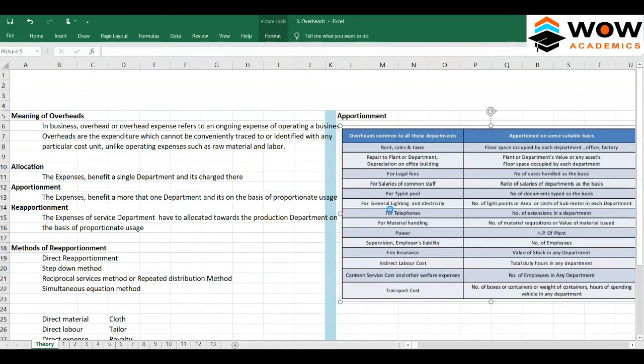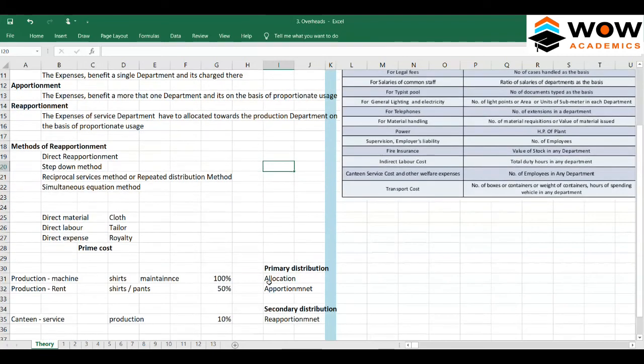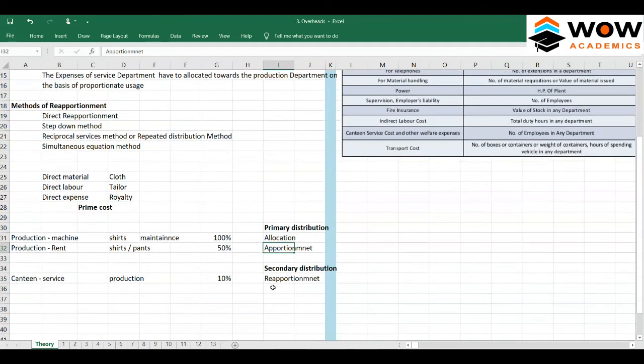We'll start. Allocation is not a problem because we 100% know that a particular expense is for a particular department. Usually it's a very straightforward method. But apportionment has some basis. How can we divide here? For example, in the production center, the rental cost is split based upon two machines. Each machine is of equal size, they occupy the same equal area. So we have divided on the basis of the size of the machine, or the area that they occupy, and we split the rental cost 50-50.